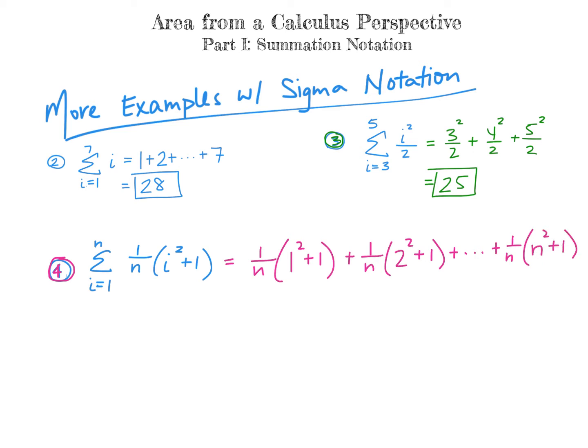Now, did we actually find the sum? I mean, we didn't actually find a numerical value like we did in numbers 2 and 3, but that's because we were not provided an upper bound of summation that was a numerical value like we were in numbers 2 and 3. So in this case, we sort of provided ourselves a sum formula, if you will. Whatever n happens to be, we can plug it in and then find the exact sum for that specific value of n.